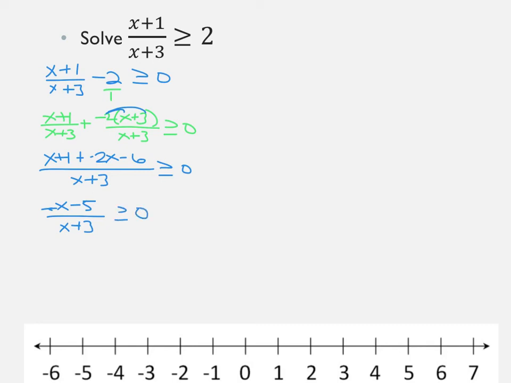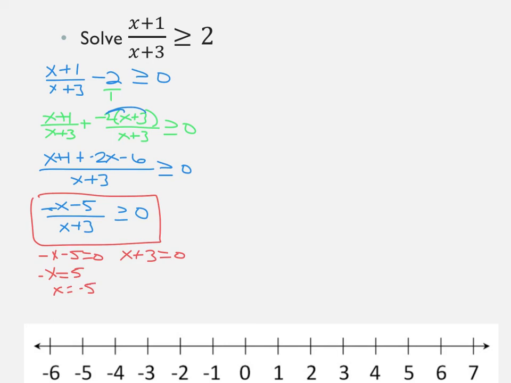And once we have it greater than or equal to 0, this becomes our new inequality that we're going to test. So we're going to set that numerator equal to 0 and that denominator equal to 0. So negative x equals 5, or x equals negative 5, and I'll put a 0 there. And we'll have x equals negative 3. But remember, because it's on the bottom, this is where it is undefined, and I have to put that asymptote or that A. Okay, so once we get this far, now we're ready to test values.